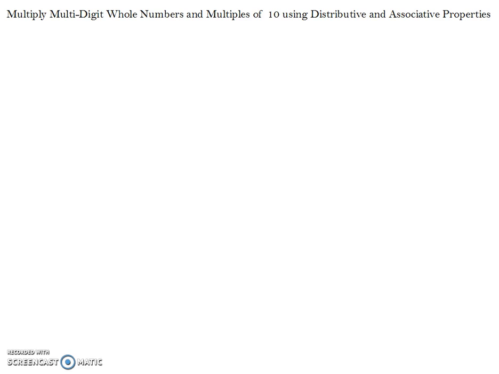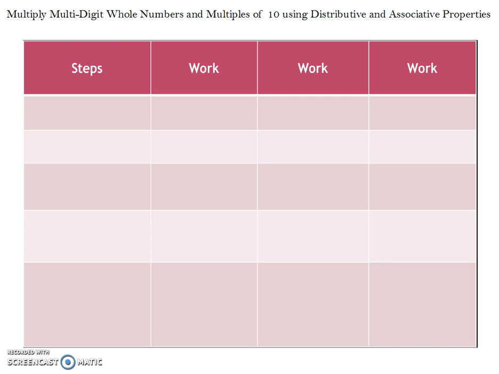This is for Module 2, Lesson 1, learning how to multiply multi-digit whole numbers and multiples of 10 using distributive and associative properties. We're going to be using this grid to help us work through the problems. In the far left column, you're going to see the steps. Step 1 starts at the top, and you follow the rows down until you get to step 5.